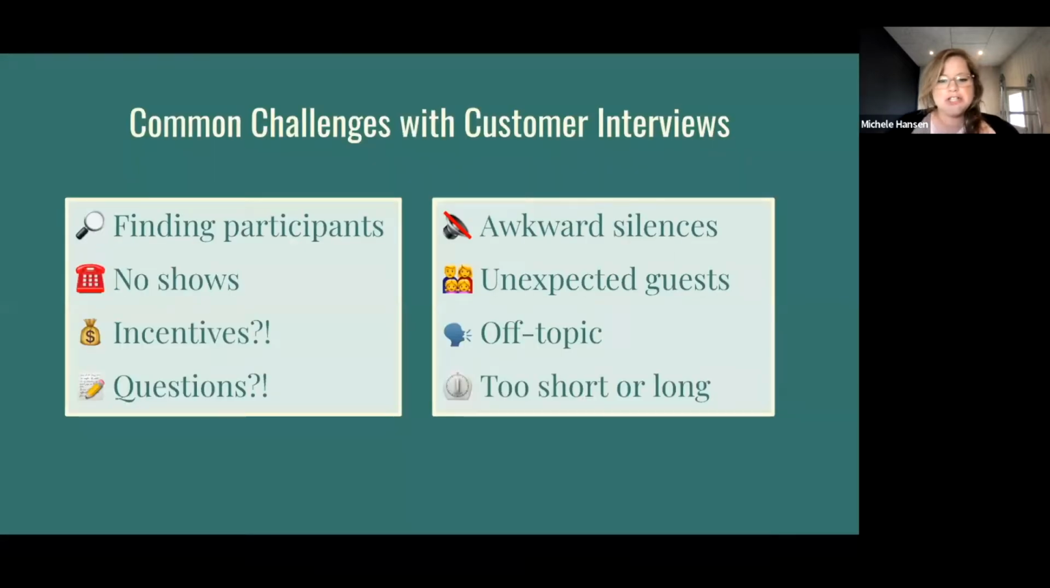So, some common challenges that people have with customer interviews that we're going to go through today. There are other challenges, and feel free to bring those up afterwards. But here are the ones we're going to talk about today. Finding participants, no-shows, figuring out whether you should give an incentive or not, which questions to ask, dealing with awkward silences, unexpected guests, which is you think you're interviewing one person and then the whole team shows up. They start talking about something off topic or changing the topic, and then your interviews are either too short or too long.